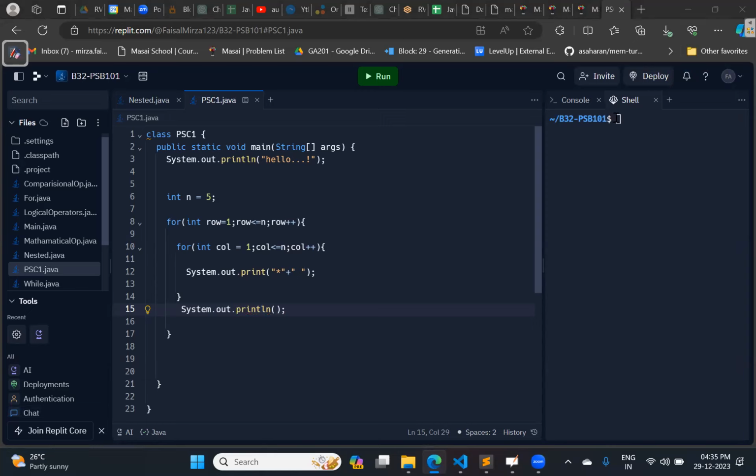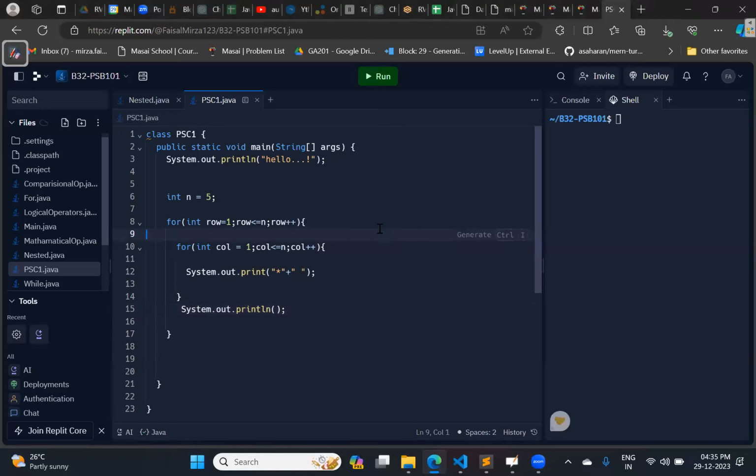Turn off my camera. Someone is telling off voice. My voice, is it clear? My voice is clear? Yeah.